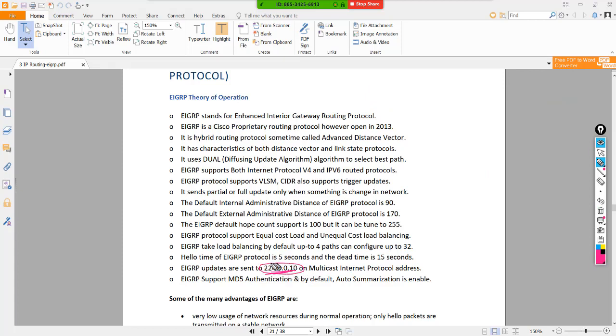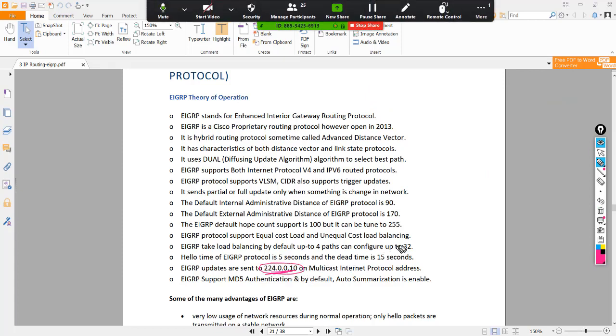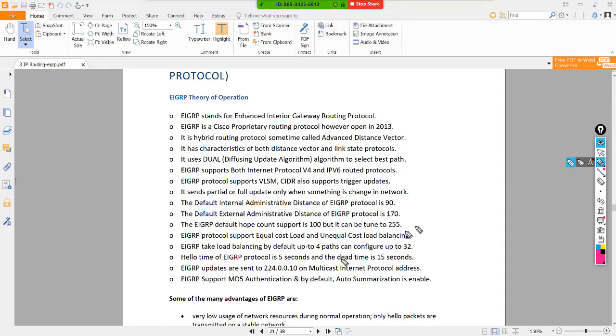This is the IP which is listening on the destination side. And yes, EIGRP is going to support MD5, and by default auto summarization is enabled. So what is this about authentication? By default these EIGRP packets are going to be plain text. So in order to encrypt, I can make use of MD5. And auto summarization, now that's something important.